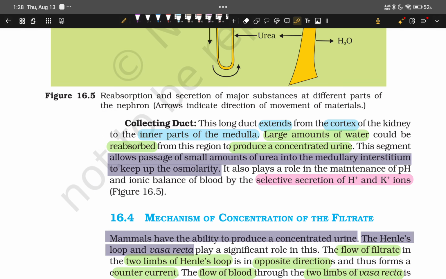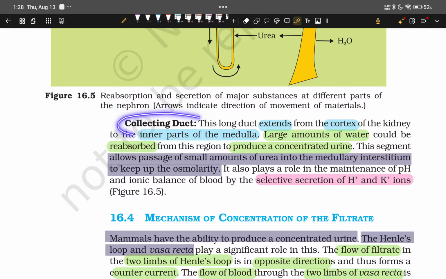So only in the DCT there is conditional reabsorption, and you have to understand this also. Collecting duct is not a part of a single nephron. It has a lot of DCTs coming into it, where all those DCTs open into the collecting duct. It's not like the collecting duct is a part of a single nephron, no.